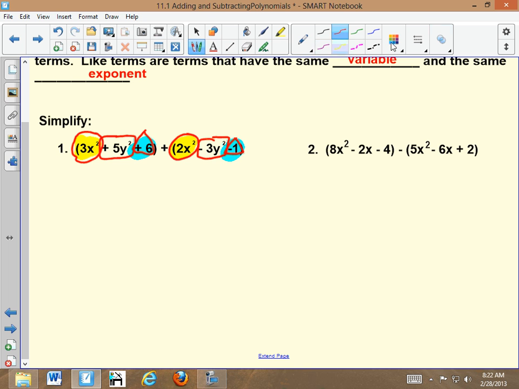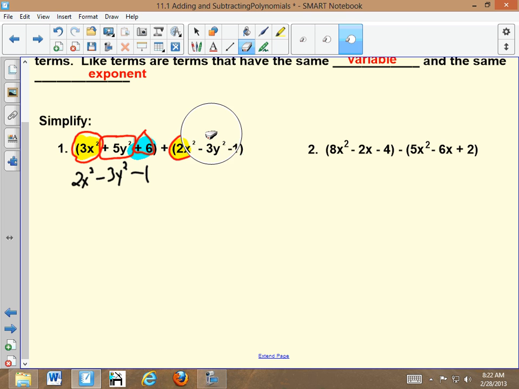So now, I've identified all of them, so what I'm going to do is I'm going to take my 2x squared and I'm going to put it underneath my 3x squared. Then I'm going to take my negative 3y squared and I'm going to put negative 3y squared underneath my y squared. Then I put my negative 1 underneath my negative 6. Now I know what you're thinking, because I'm thinking it too. Boy, that gets really messy, doesn't it? It does. Everything gets real messy when you start highlighting and boxing stuff.